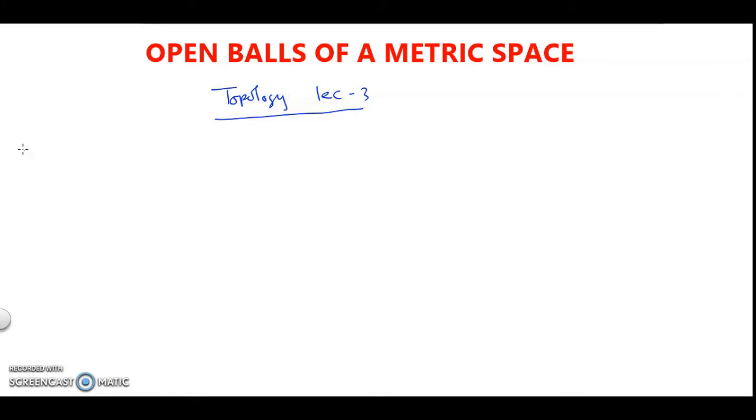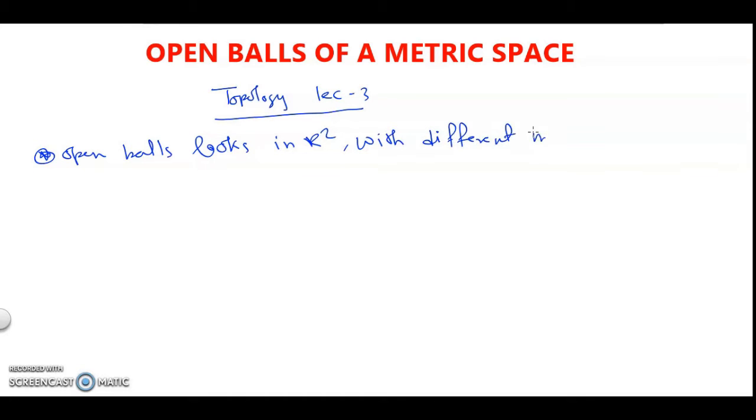So in this lecture we will mainly focus on open balls. We will see how open balls look in R2 with different metrics. First, let us consider the metric space R2 with the Euclidean metric.